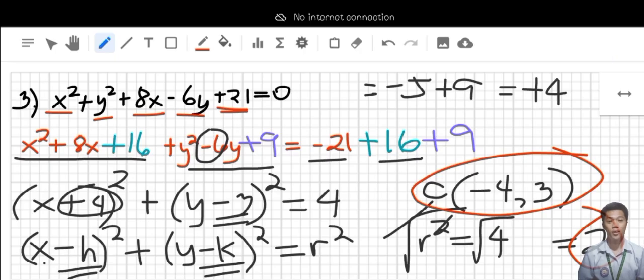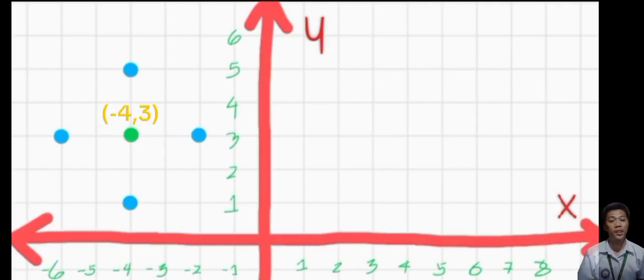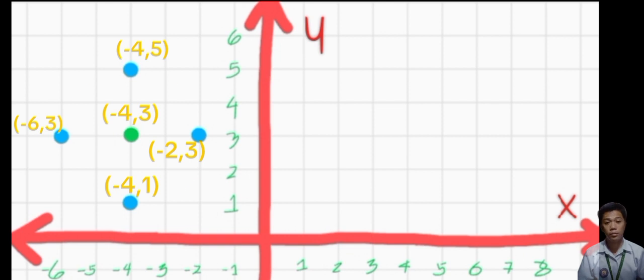And now, let's plot this center of the circle first. We have (-4, 3) and move 2 units up. So we have the point (-4, 5). Then move 2 units down. Then we have the point (-4, 1). And move 2 units to the left from this circle's center. So we have (-6, 3), and 2 units to the right. So we have the point (-2, 3). And now let's connect the points in order to create a circle.